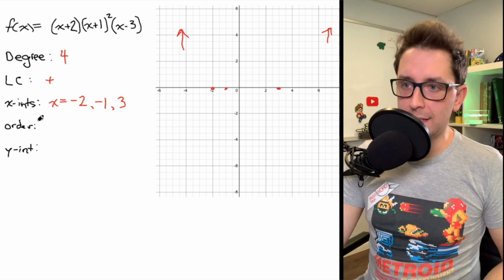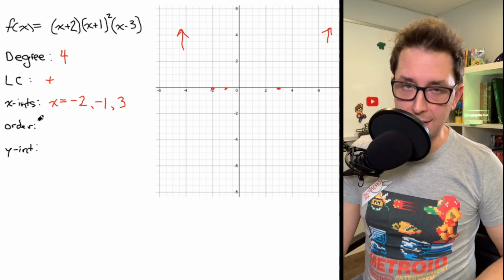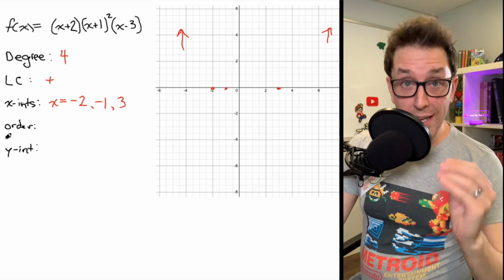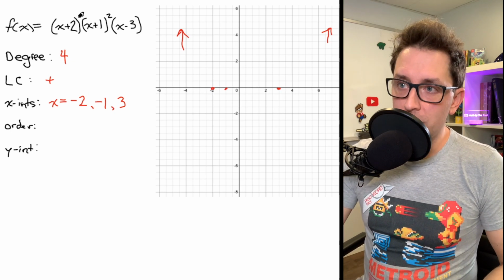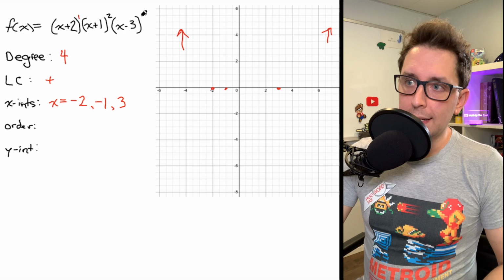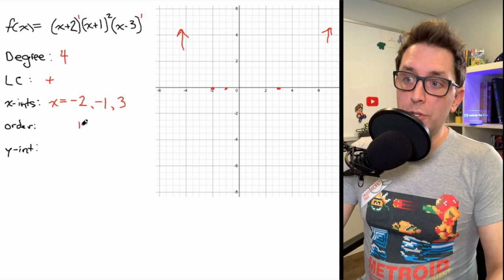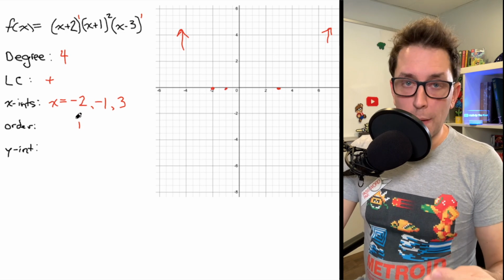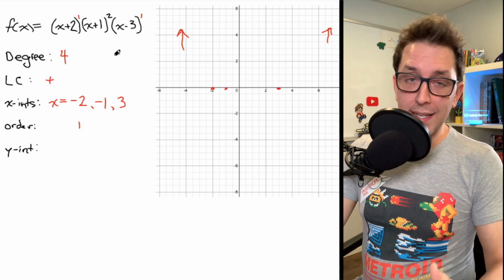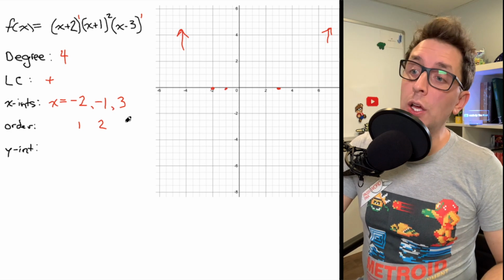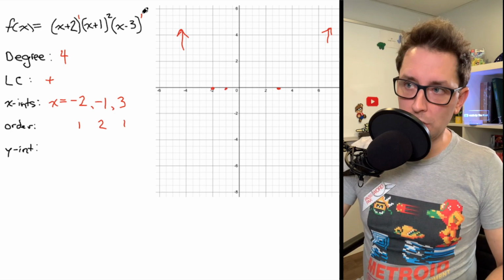Now, in a lot of cases, we just see the function pass through the x-axis, but there are other cases where the function will behave differently. In order to identify the order, what we do is look at the exponent on each set of brackets that contains our x-intercepts. So for the first set of brackets, that x plus 2 is going to be an order 1 x-intercept. Since we have an exponent of 2 on our second set of brackets, that's going to be an order 2 x-intercept. And our last x-intercept of 3 will be an order 1 x-intercept as well, because we have a little exponent of 1 there.